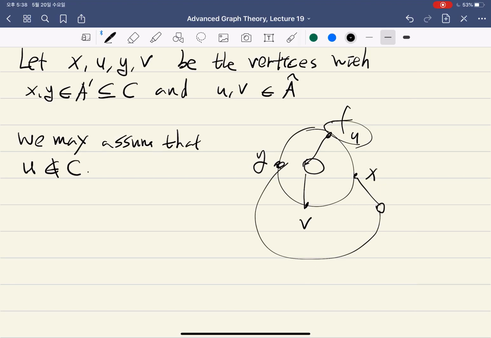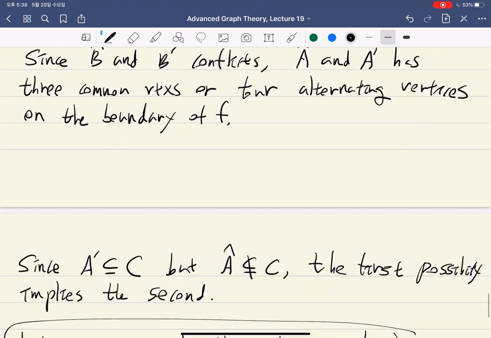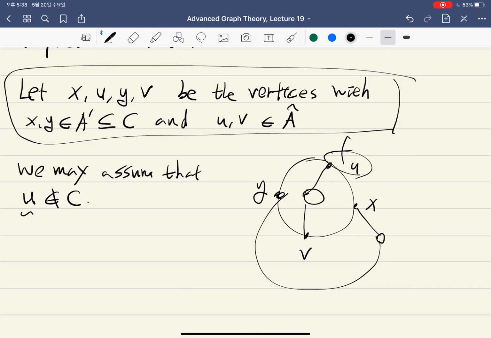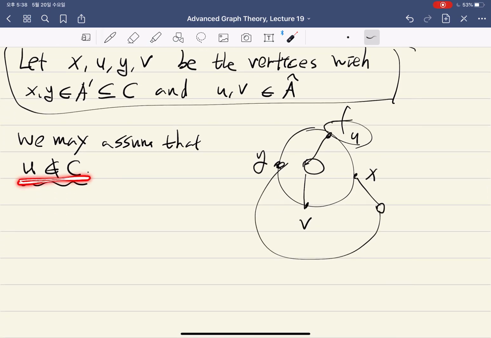So this is not in C. So we can assume that if there are no such alterations, then B hat and B prime do not conflict. And yeah, that means that if this is not true, then we would have moved this P hat to the other, which would cause no problem. So we may assume that this one vertex is not in C.